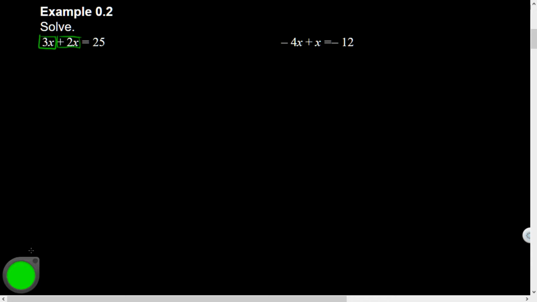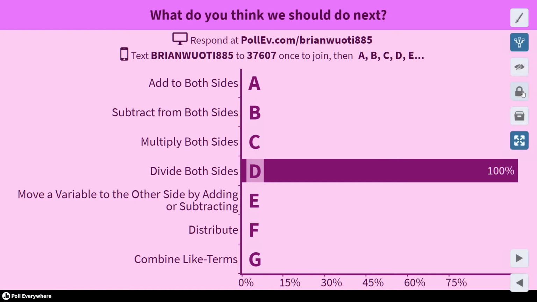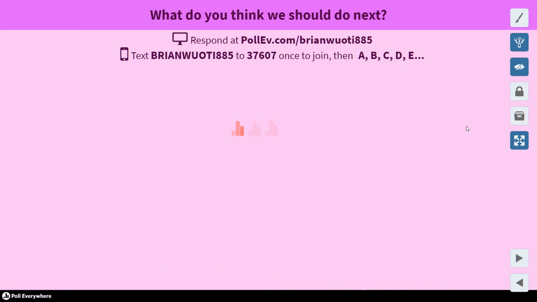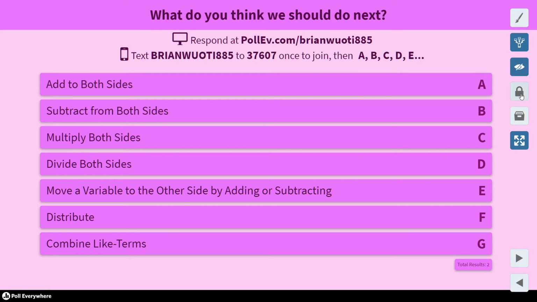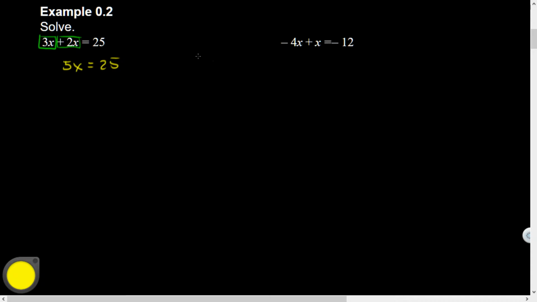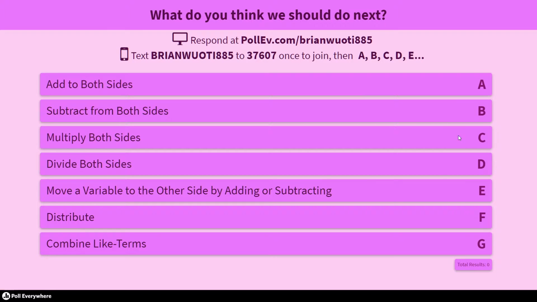This one's tricky. It turns out the first thing I'm going to want to do is simplify, combining like terms, which we just practiced with Khan. So simplifying 3x plus 2x is how many x's, friends? 3x's plus 2x's is 5x equals 25. And now that I've simplified, if I clear my poll, what do you guys think? What do I do to both sides to get x by itself?